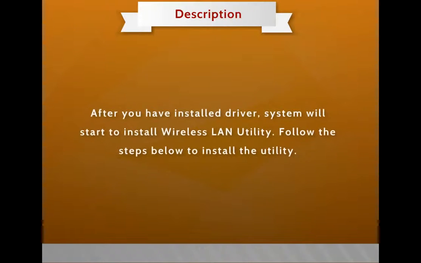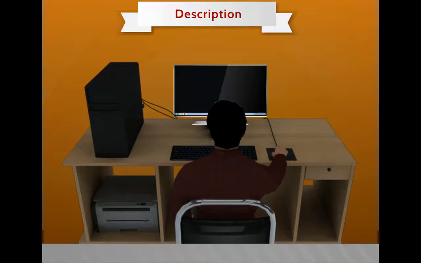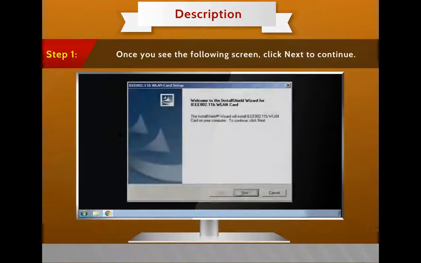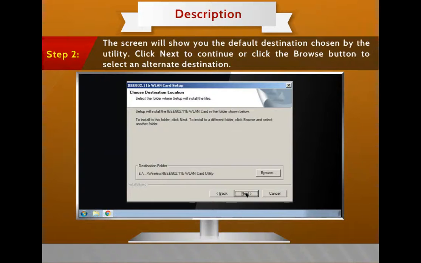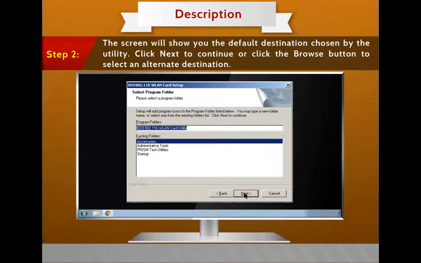Description. After you have installed a driver, system will start to install wireless LAN utility. Follow the steps below to install the utility. Step 1. Once you see the following screen, click Next to continue. Step 2. The screen will show you the default destination chosen by the utility. Click Next to continue. Or click the Browse button to select an alternate destination.